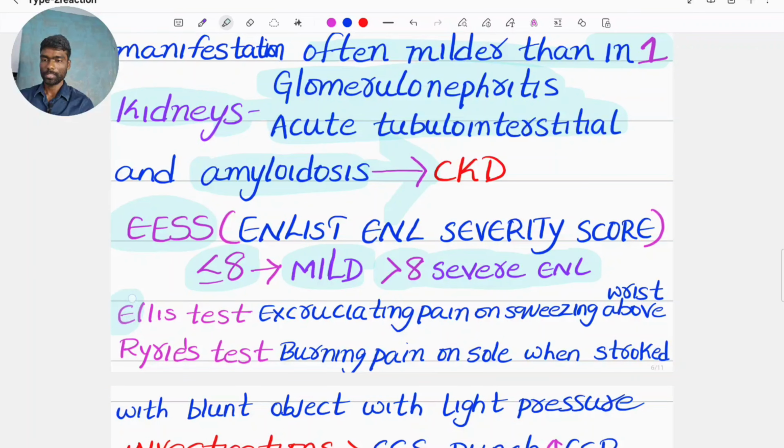Coming to Ehrlich's test. E for Ehrlich's test, E for excruciating pain on squeezing above the wrist. Rayleigh's test, burning pain on the sole when stroked with a blunt object with light pressure. Even with light pressure, if we stroke the sole of the patient with a blunt object, the patient will suffer burning pain. This is nothing but Rayleigh's test. These two tests will be useful in screening and deciding the duration of treatment to be given in type 2 reaction. Remember, Ehrlich's test, Rayleigh's test, two tests in type 2 reaction.